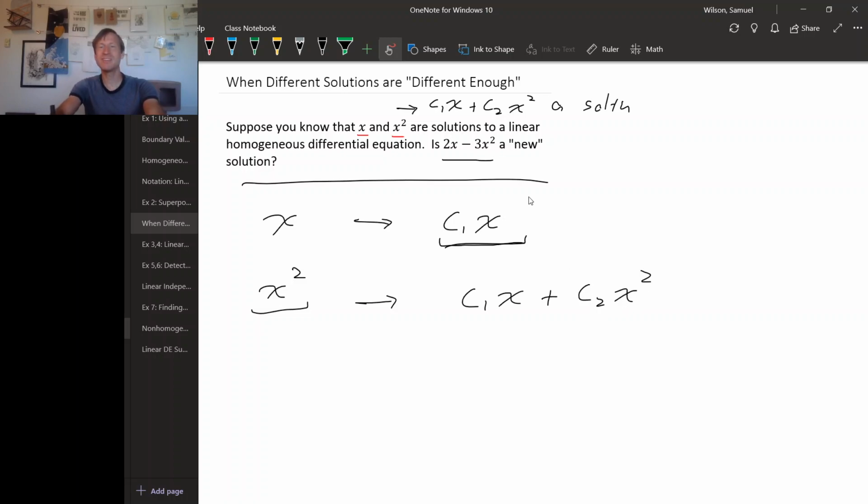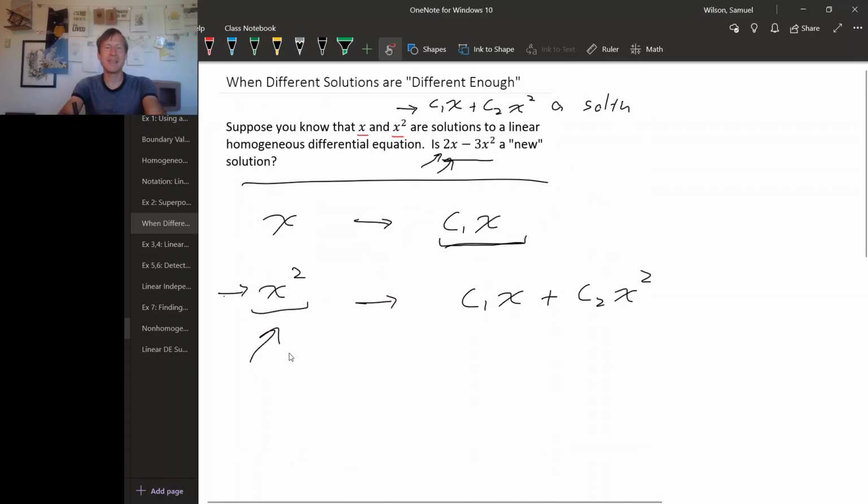So what we're seeing here is if you know some solutions and you add more solutions, sometimes those solutions are new, like this one, but sometimes they aren't new, like that one. So it would be nice to have some way of knowing when a solution was actually sufficiently different that it counted as a new solution, right? So there's some distinction that we're trying to draw between a genuinely new solution and sort of an already known solution like 2x minus 3x squared.